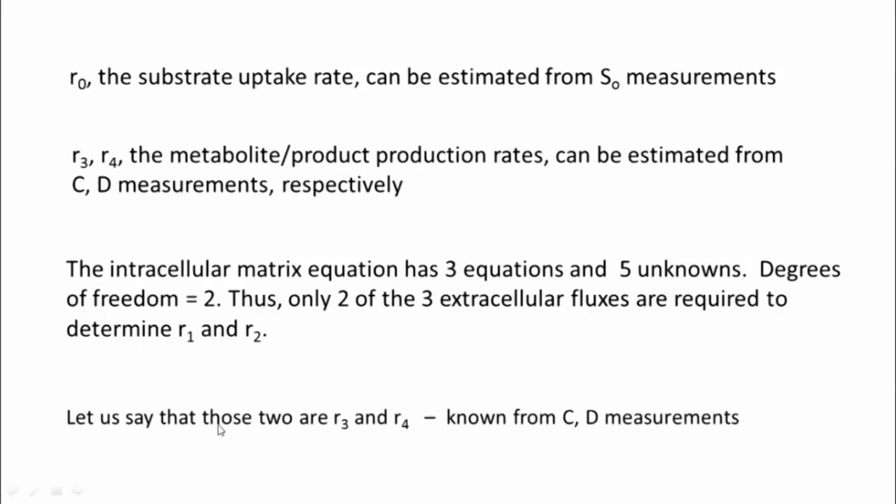Let us say that those 2 are R3 and R4, which can be known from C and D measurements. We take measurements of C and D concentrations at reasonably closely spaced times, and we have these rates as derivatives, C2 minus C1 divided by T2 minus T1, and so on and so forth.